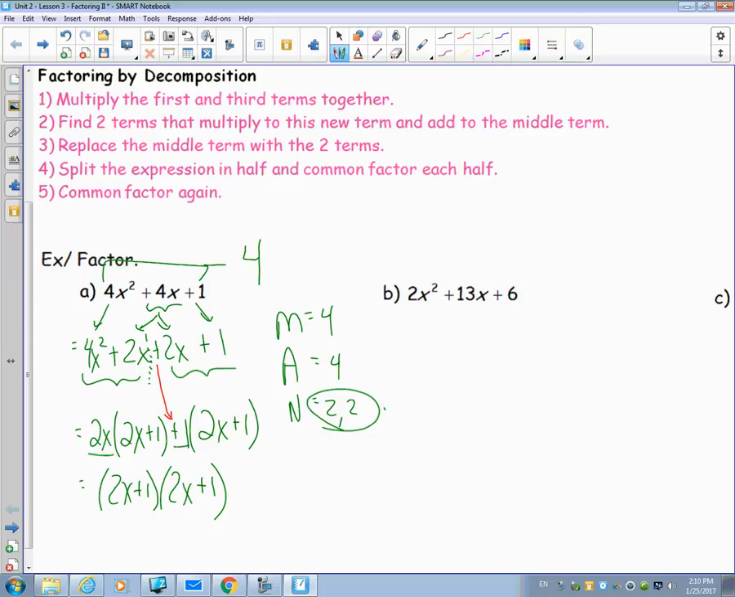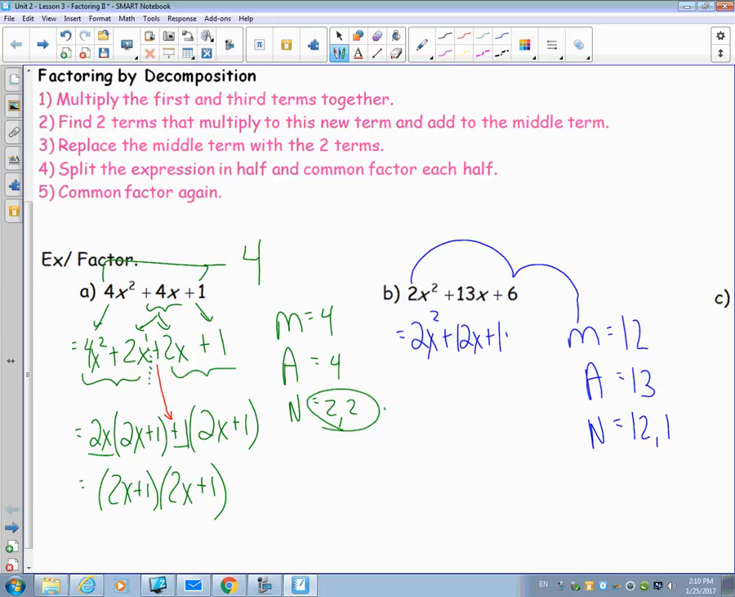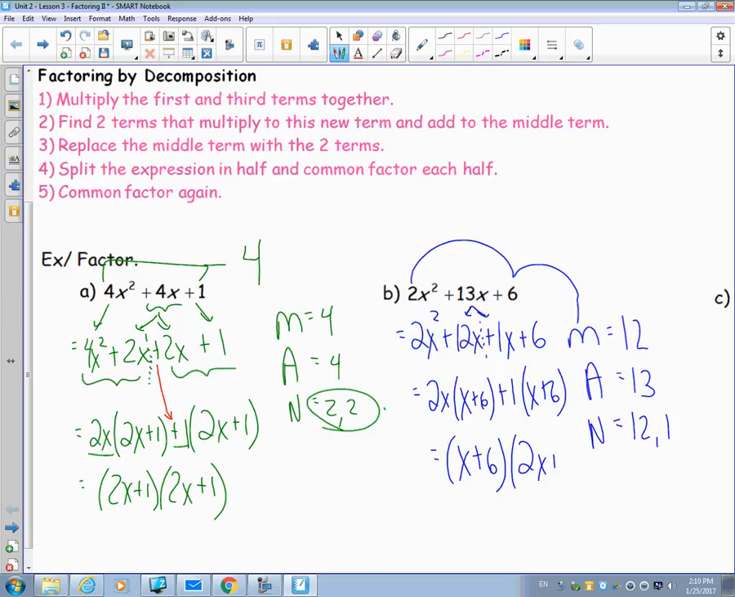Okay, let's try another one. First and last, my man has to multiply to 12, add to 13. Numbers that do that, 12 and 1. Replace. Okay, 13, I turned into these two things. Common factor. Take a 2x out, I'm left with an x plus 6. Okay, my sign gets carried down, nothing in common, so a 1. X plus 6. Hey, I'm on the right track, my brackets match. So my group and my leftover.